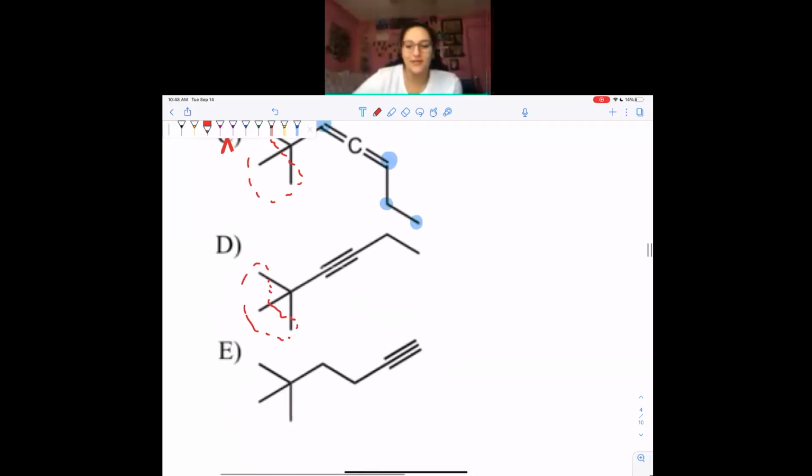All right, so for this one, all 3 of those are exactly the same. No hydrogen here, no hydrogen here, no hydrogen here. 2, 3. Cool. Finally.